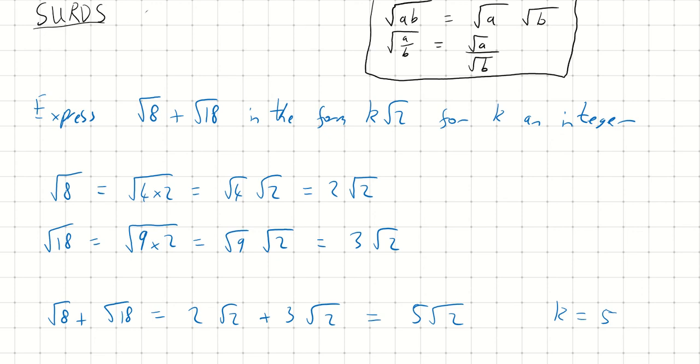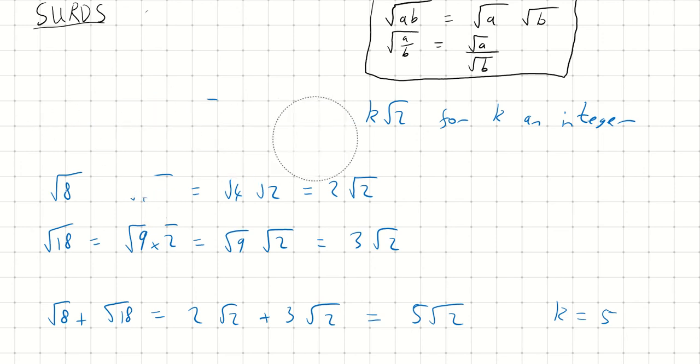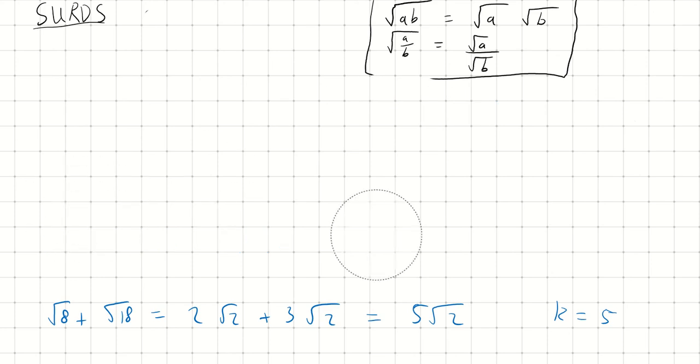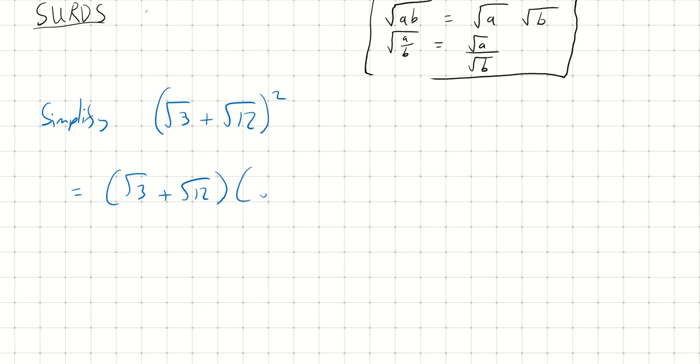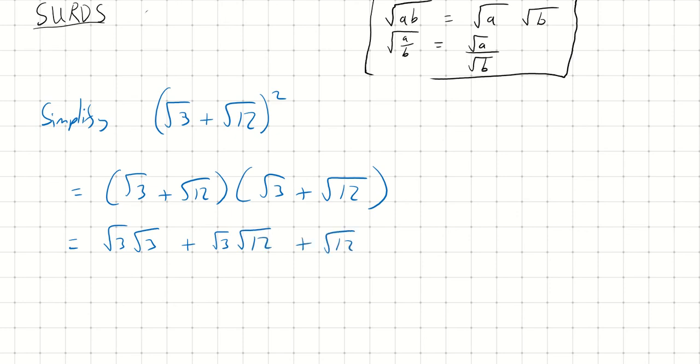Okay, let's do one more final example of a question involving surds. The question is, again, simplify: root 3 plus root 12, squared. So we've got a bracket squared. This is the same as root 3 plus root 12 multiplied by root 3 plus root 12. We can expand, multiplying out two brackets. There are lots of methods, one is to use FOIL. We get root 3 times root 3, plus root 3 times root 12, plus root 12 times root 3, plus root 12 times root 12, just expanding brackets in the normal way.